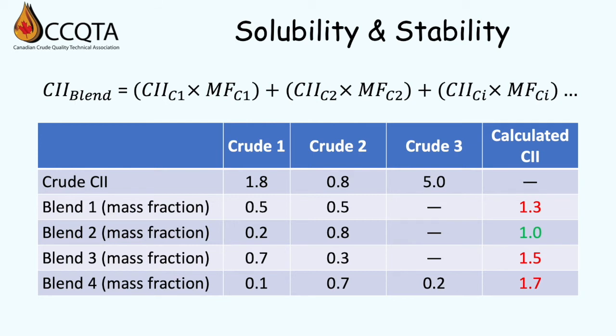Now, if you remember back to the CII criteria for stability, it indicated anything below 1 should be stable and anything above 1 should be unstable. That means of all 4 blends, only blend 2 indicates stability.